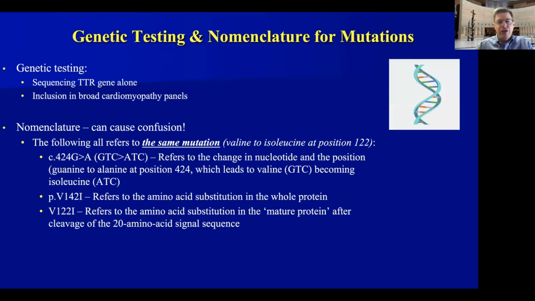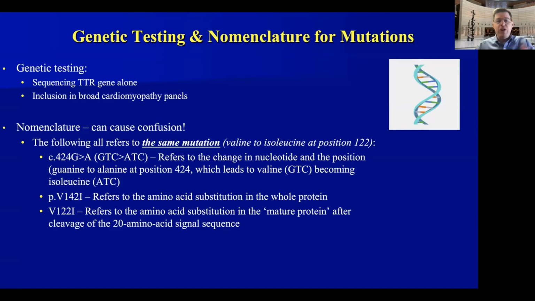Now, when you start looking at genetic mutations, it's really important to make sure you have your nomenclature right. It can seem confusing, but I'm going to try to simplify it here. So when you do genetic testing, first off, it's different when you're sending off a broad cardiomyopathy panel, which can be sequencing dozens of different genes, versus doing specific genetic testing for the transthyretin gene, where you're just looking at that one gene. It's included in broad cardiomyopathy panels, but if you already have a patient diagnosed with ATTR amyloid cardiomyopathy, you don't need to send the broad panel. You can just sequence that gene itself.